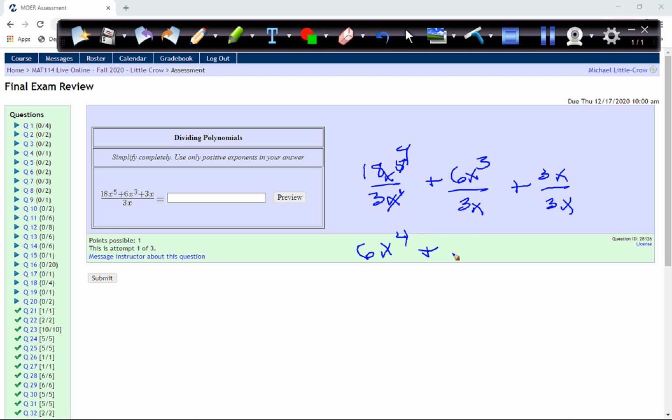6 divided by 3 is 2, and then x to the 3 minus 1 is going to give us x squared. And finally, 3x over 3x is going to reduce down to 1. Anything divided by itself is always equal to 1. So there's our answer there.